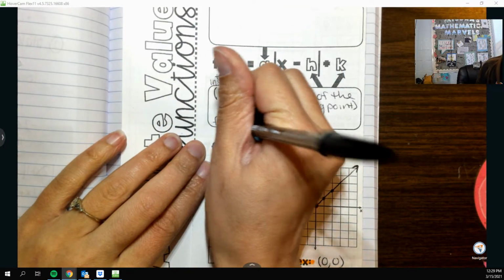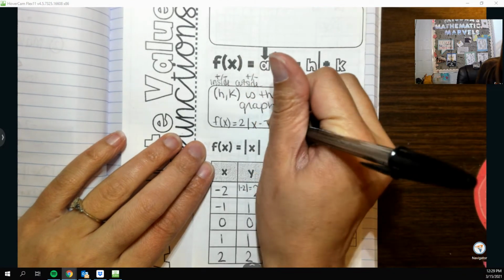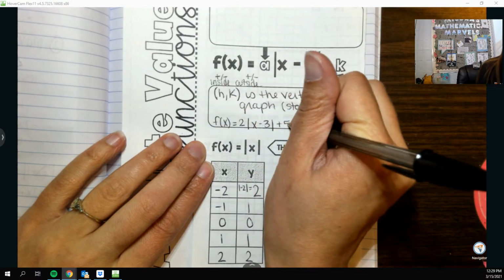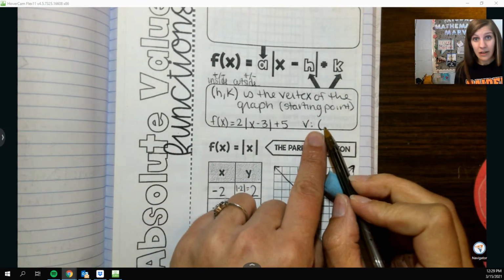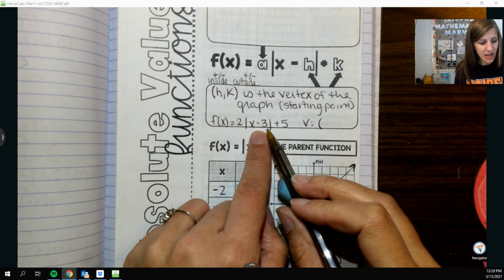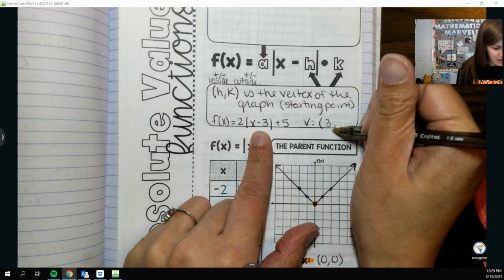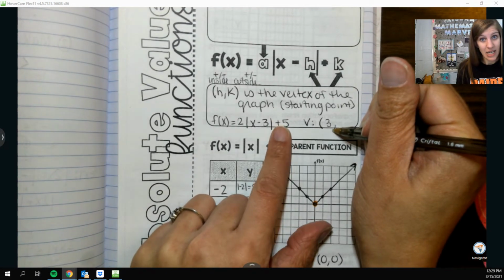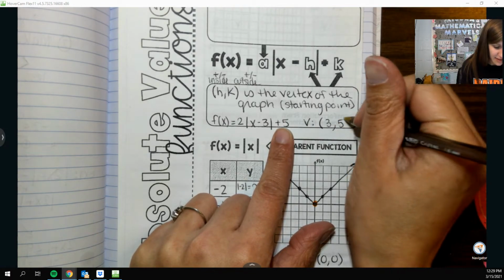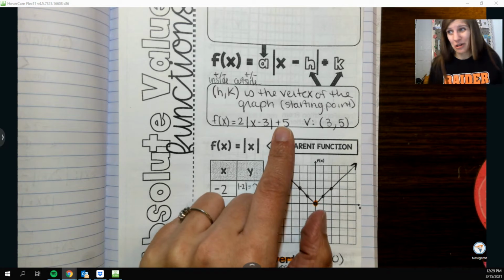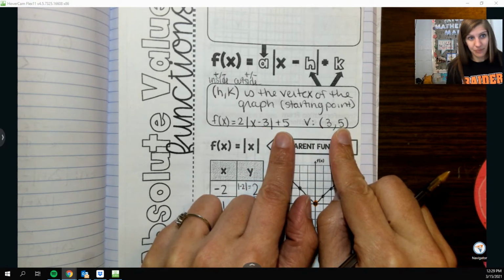So if we start getting numbers in there, if my function now looks like 2 absolute value, x minus 3 plus 5, the x value of the vertex is going to be inside with x, but because of that subtraction sign, it's actually just 3. And then the y value of my vertex is going to be outside, either added or subtracted, and in this case is 5. It stays the same. So that's kind of another little weird thing. The inside number is opposite, the outside number stays the same.